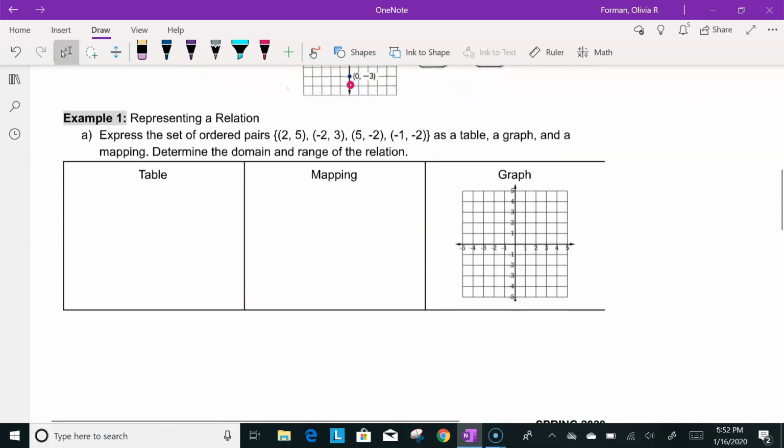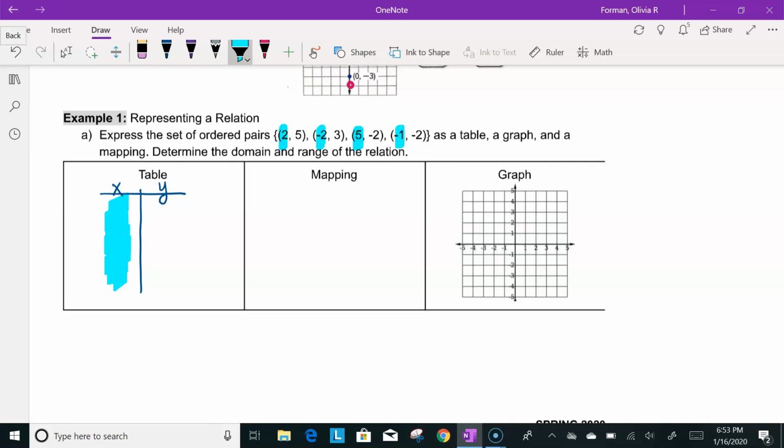Okay, so the last one on this page then, it says example 1, representing a relation. It says express the set of ordered pairs 2, 5, -2, 3, 5, -2, -1, -2 as a table, a graph, and a mapping. Then determine the domain and range of the relation. So if we just start with the table, pretty simple, we label it X and Y. Okay, we look up there, these are all of our X values. Okay, so those are what is going to go in this table right here.